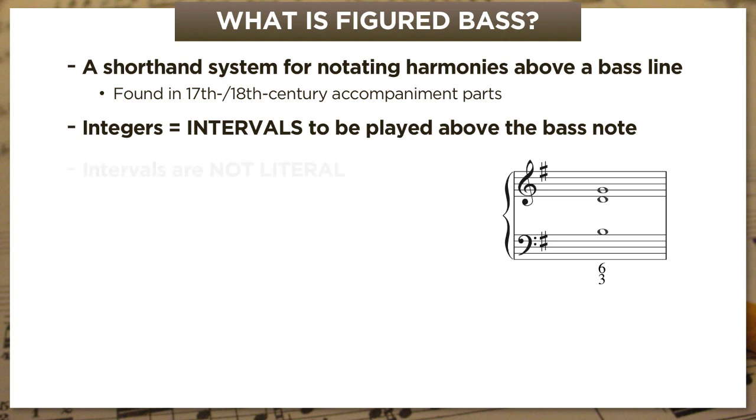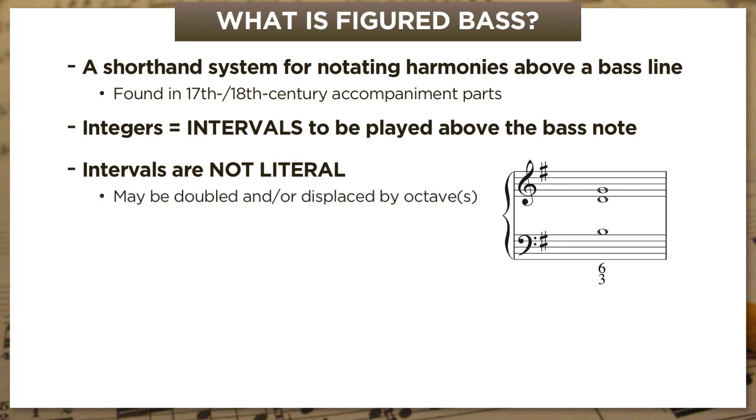But here's the thing, the intervals are actually not literal. And what I mean by this is that we see a 6 and a 3 here, they tell us to play a G and a D. But that G or D may be doubled or displaced by octaves, and the exact voicing, the exact way that the D and G are played on the keyboard is at the player's discretion.